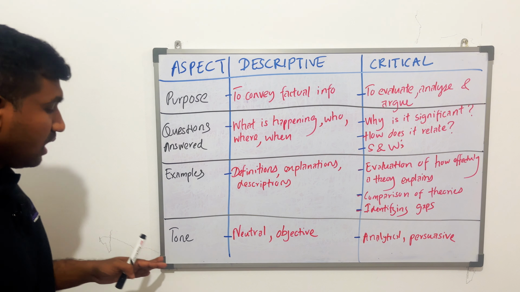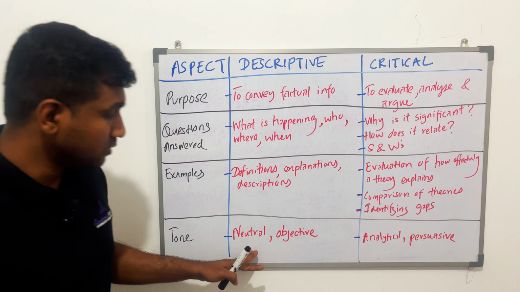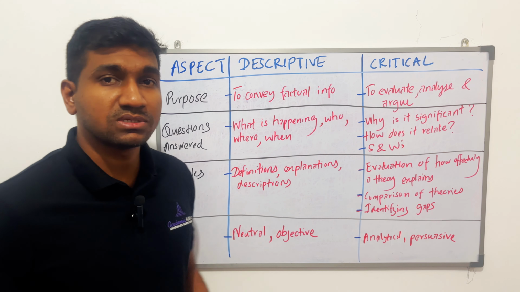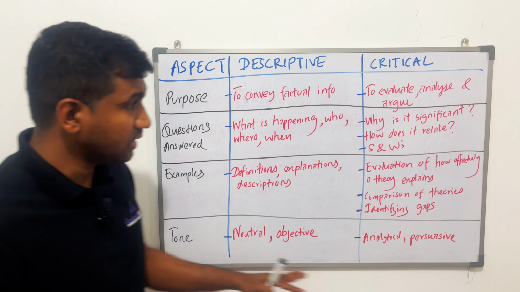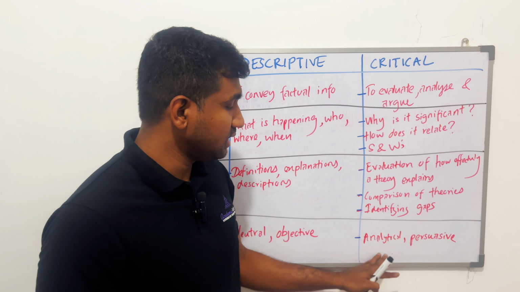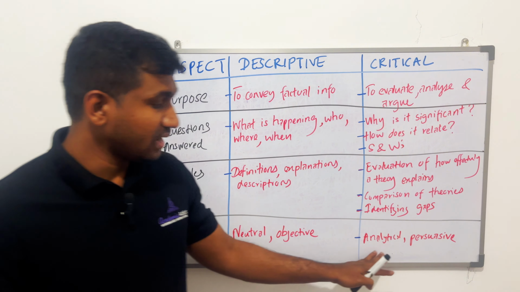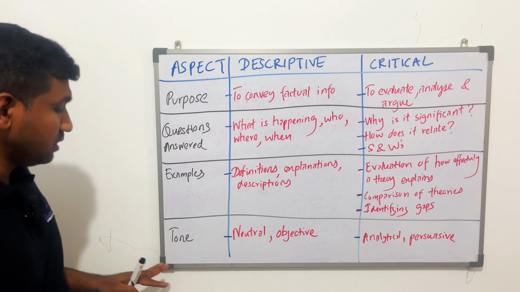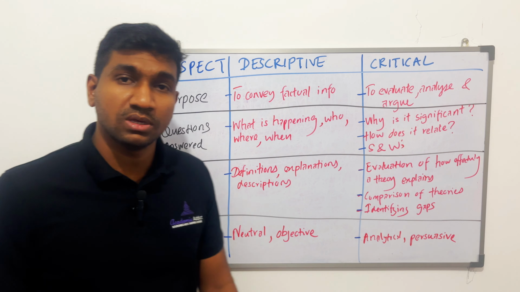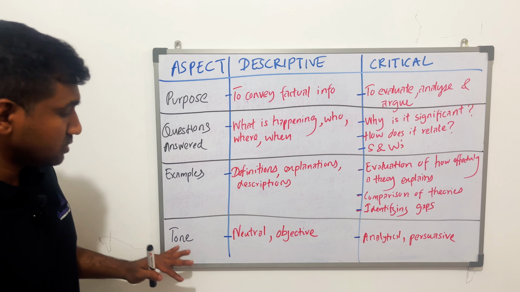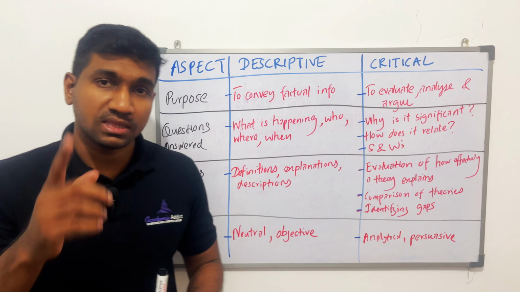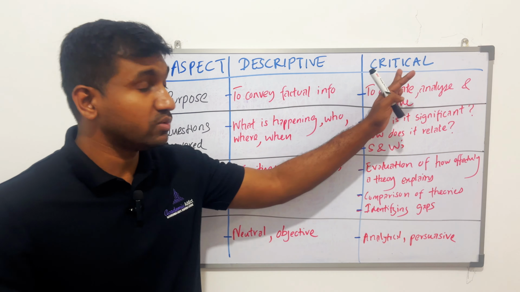And tone, it's very neutral and objective, more focused. You are focusing on something that is already there. And here, under critical writing, it is more of an analytical and persuasive tone that you have. So make sure you have those two areas. Okay. So now this is about that table I have summarized. So I'm going to tell you another method to use when you cover critical writing.